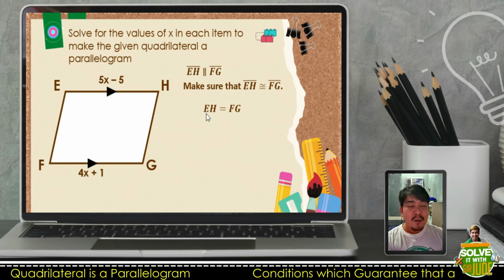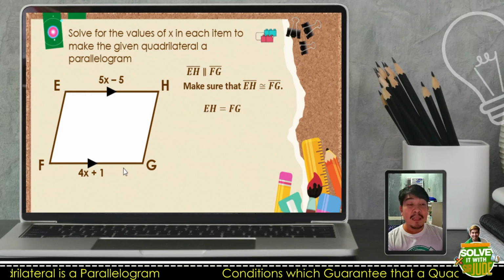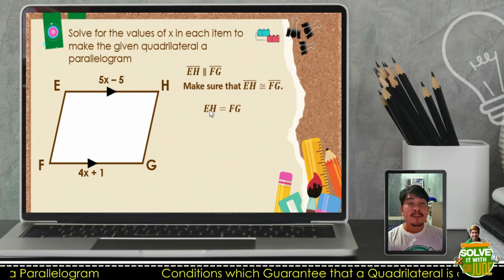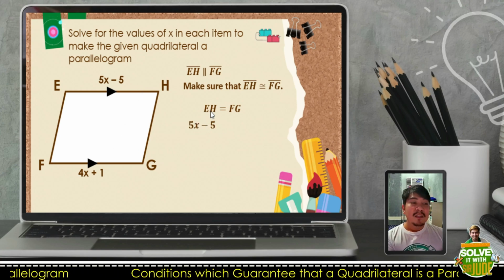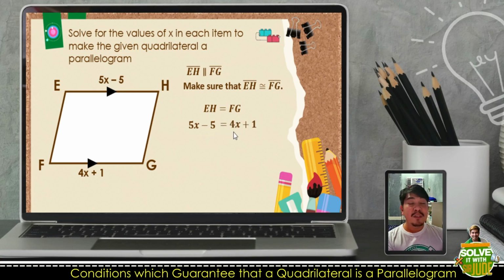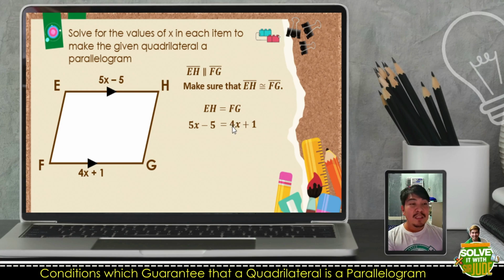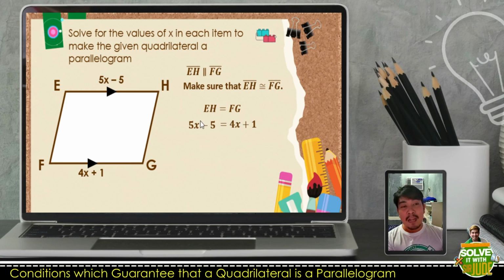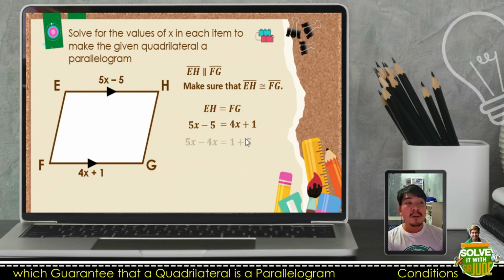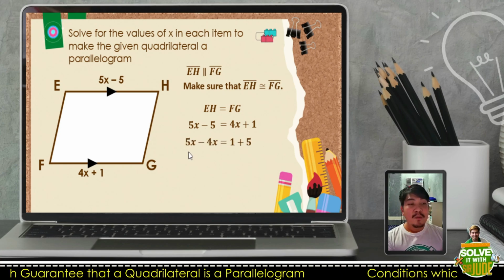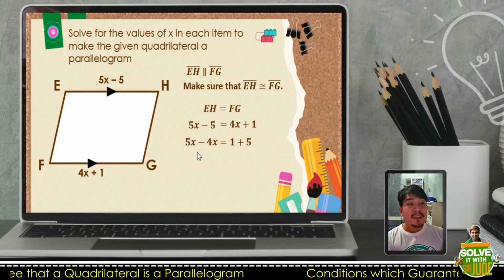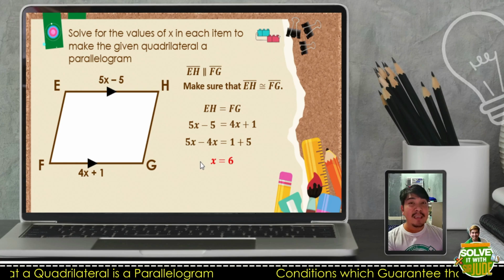So let us now equate EH to segment FG. Kailangan nga maging congruent yung dalawang segments na yon, so i-equate natin yung measures. EH measures 5x minus 5 and FG measures 4x plus 1. So i-transpose natin si 4x sa kabila at the same time negative 5, or let us use the addition property of equality. So 5x minus 4x is equal to 1 plus 5. Simplifying the equation, we now have x is equal to 6.